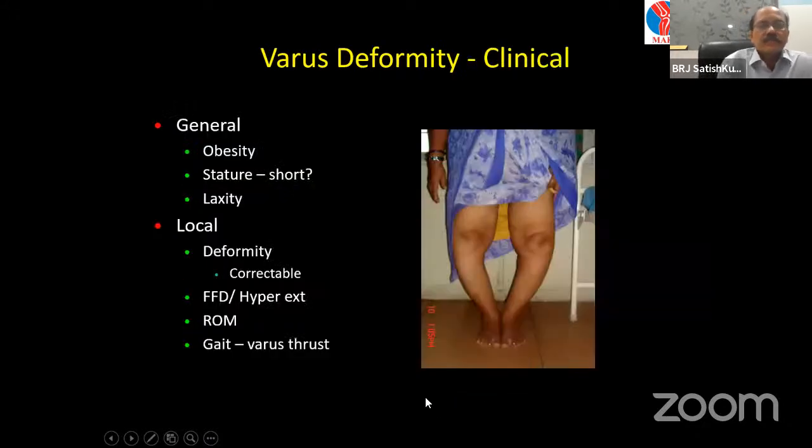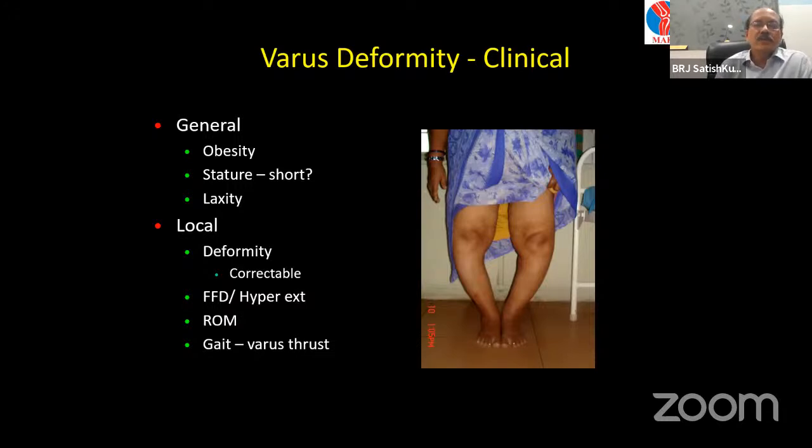So if a patient comes with varus deformity, clinically we have to see what the patient's stature is, short, and obesity, and whether there is any generalized laxity. This is important because if the patient is obese, you have to be more careful. And in a short stature patient, doing deformity correction is generally difficult. You have to be careful.